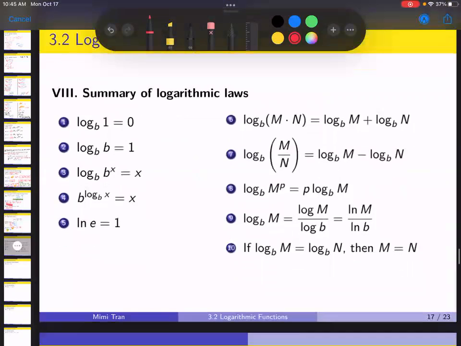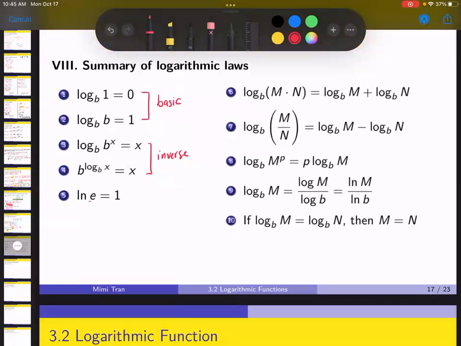All right, here is a summary of logs. I want you to spend half a minute just to read that over. Most of them you already know. So you know this one, right? You know the inverse properties. So these two are the basic properties. These two are the inverse properties.